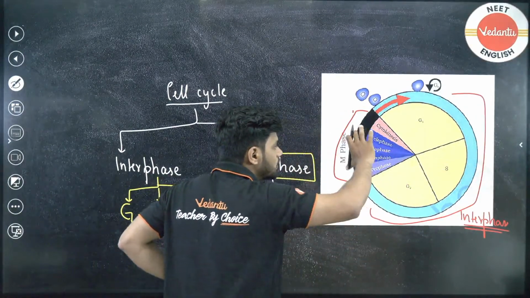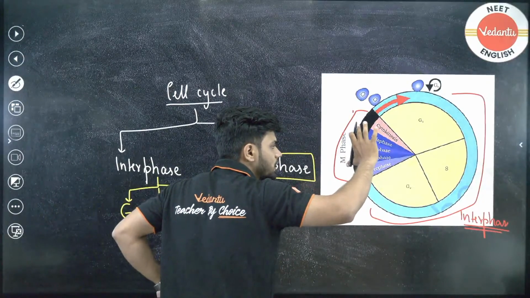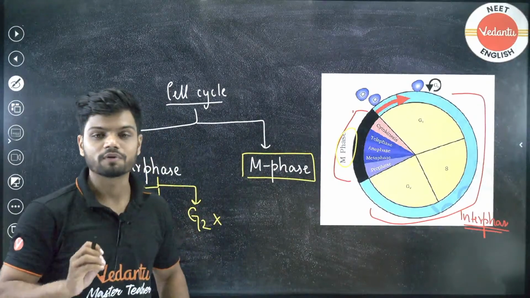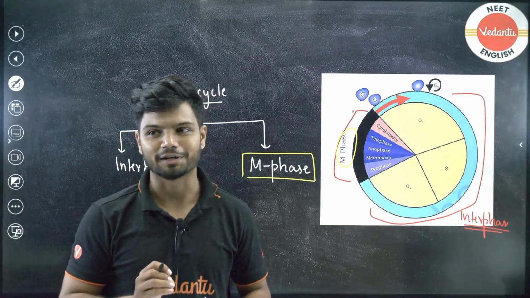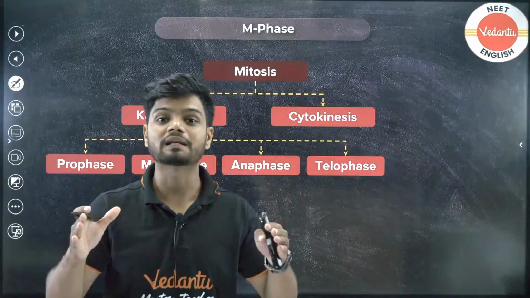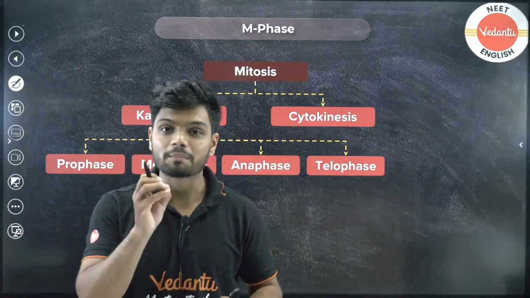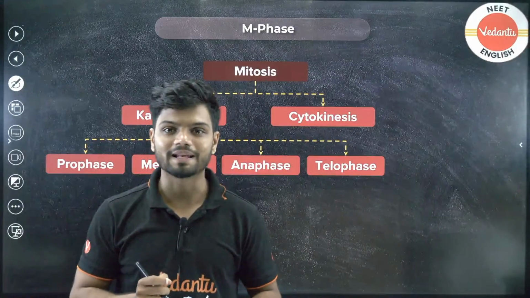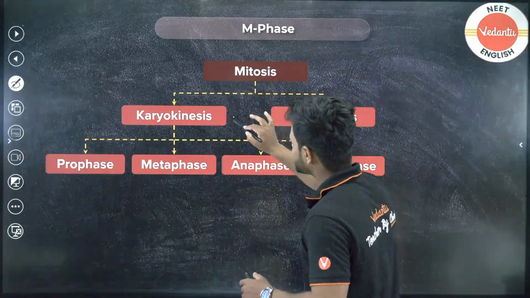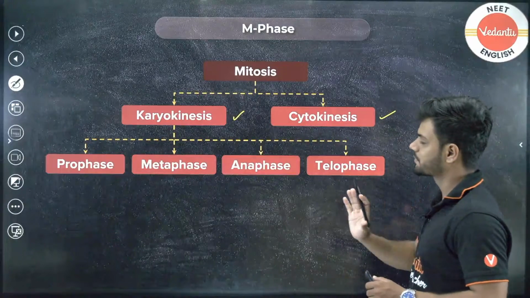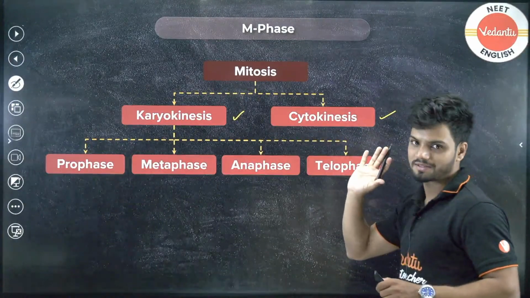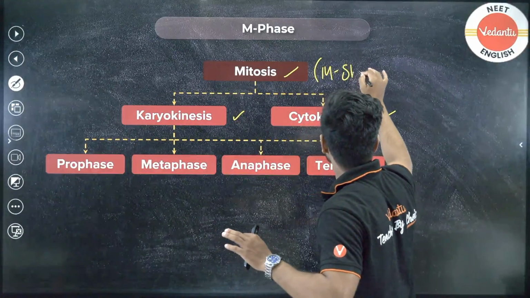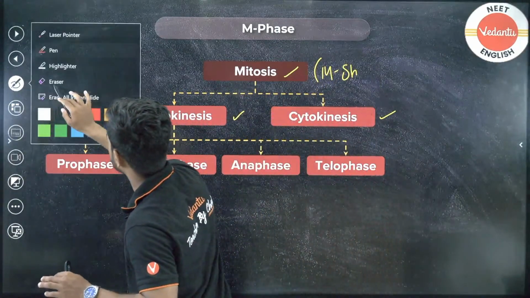So in your cell cycle, the entire thing is called interphase, where we have G1, S and G2. The small portion is called your M phase. That is what we are interested in. And this M phase can be further classified into two categories. The M phase can be classified into cheirokinesis and cytokinesis.